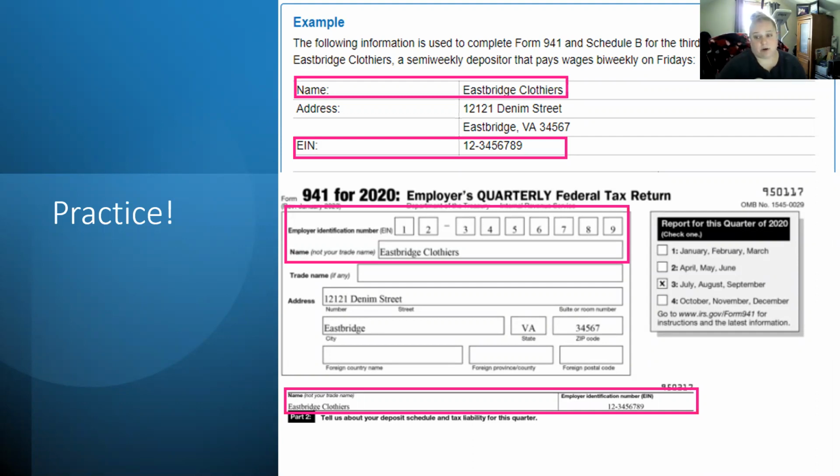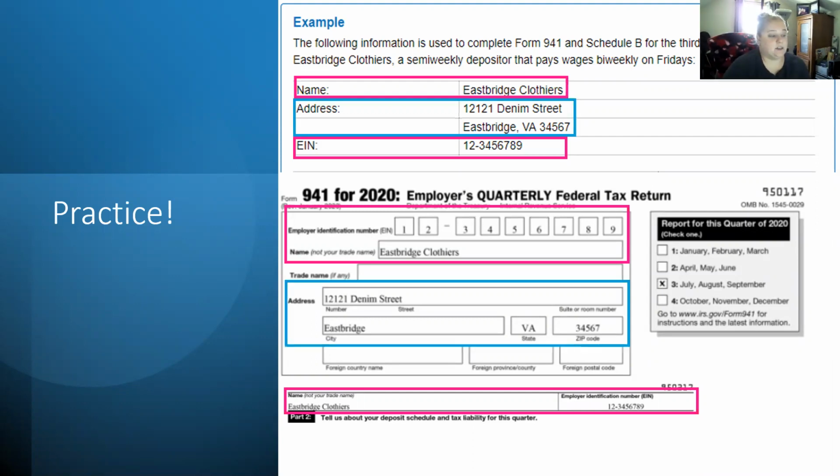So make sure that you remember to put that on the top of each page of your 941 and your 941Xs. If you're ever doing a correction, that's the one I got in trouble on. So make sure that you're doing that. The address obviously goes in the address box. And then we are doing third quarter, so you're going to mark the checkbox for third quarter of 2020.